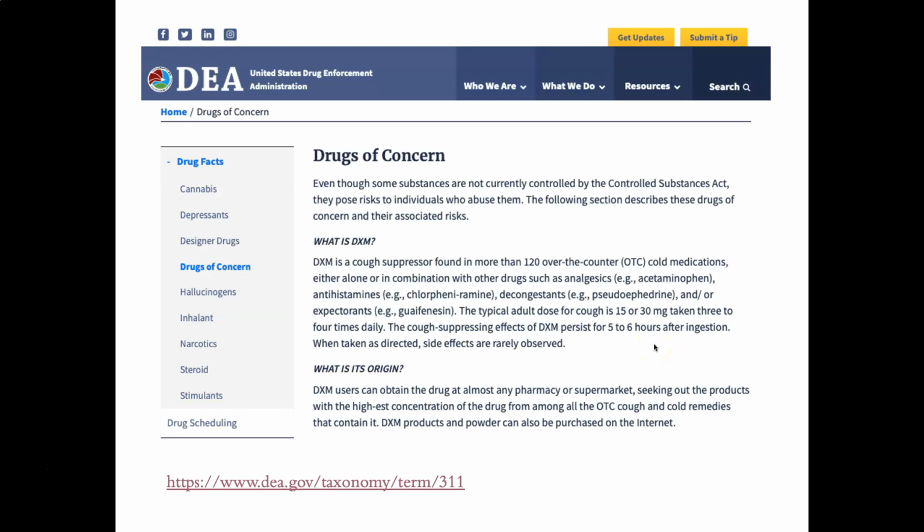So let's talk about drugs of concern. So we've talked about cannabis. We're not going to talk about depressants because we've already done that through our class. We just finished designer drugs. Now we're on to drugs of concern. So there are a couple of different drugs of concern, but the biggest one is called DXM. It's a cough suppressant that's in more than 120 over-the-counter cold medicines, and this is a legal drug. This is not a scheduled drug. It's not a controlled drug. It's a legal drug. Unfortunately, it has been misused.